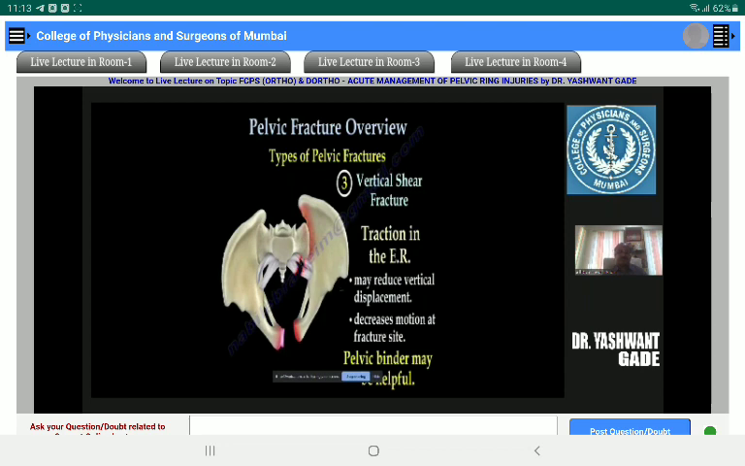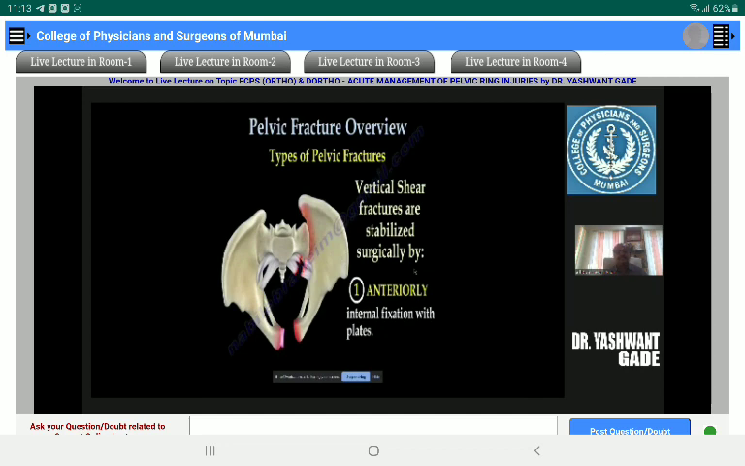Or you can apply traction in the emergency room, which may reduce the vertical displacement of this pelvis. Also, it decreases the motion of the fracture site. And sometimes the pelvic binder can be useful to control the bleeding. So the vertical shear fractures are stabilized surgically by the anterior method, that is internal fixation with a plate. You can apply the plate here on the symphysis pubis and stabilize the anterior side of the vertical shear displacement.